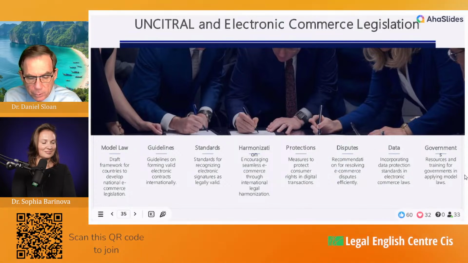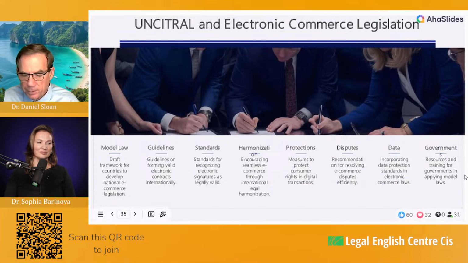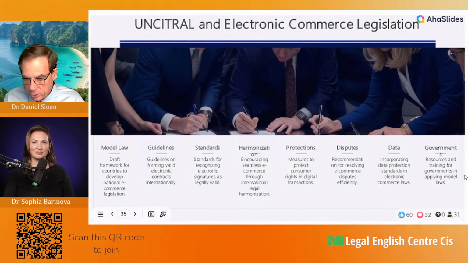Protections, measures to protect consumer rights in digital transactions. And disputes, recommendations for resolving e-commerce disputes efficiently. And then data, incorporating data protection standards in electronic commerce laws across jurisdictions. And governments, resources and training for governments in applying model laws. So the resources and the training for governments in applying the model laws is also an important aspect of this legislation.